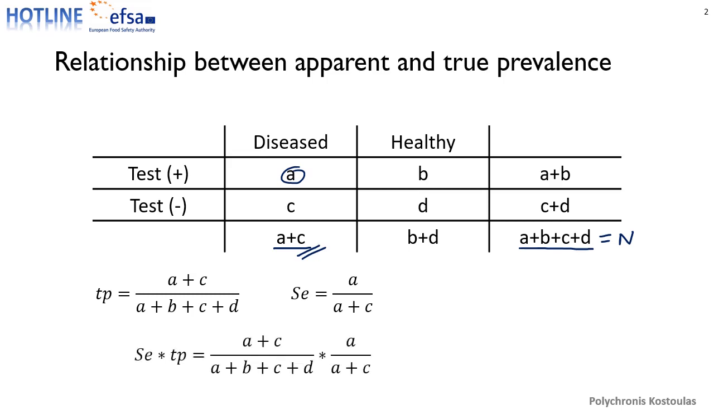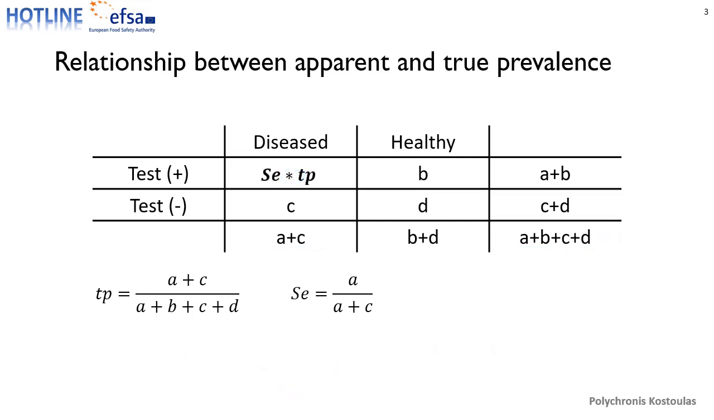If we get the product of these two, A+C is a common term that cancels out, and this is all equal to A over A+B+C+D. So the proportion for the first cell is going to be the product of sensitivity and true prevalence.